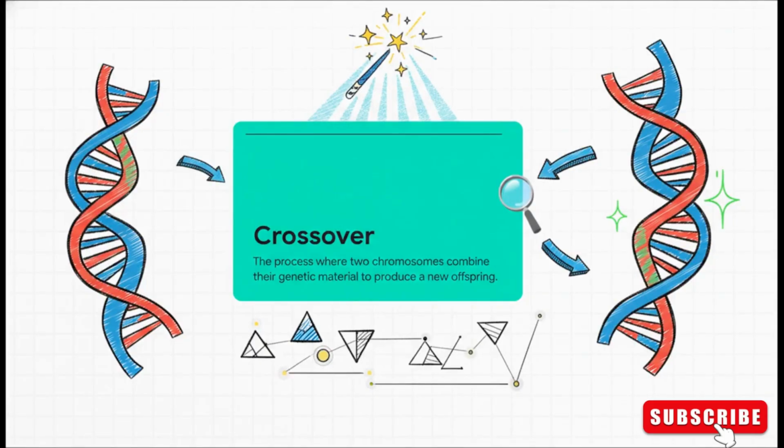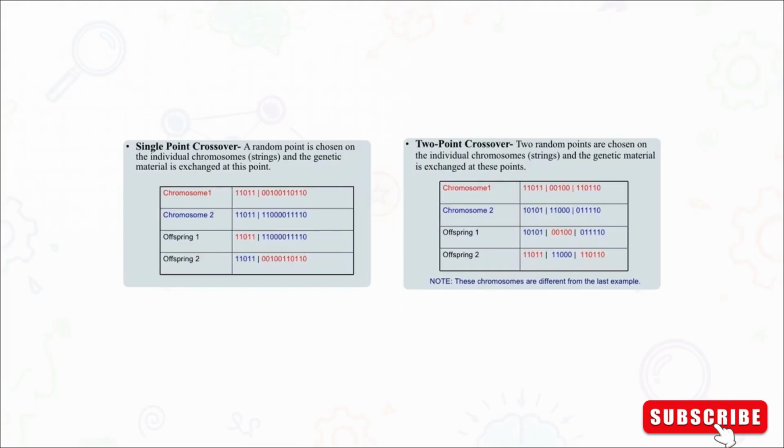Crossover is really where the magic happens. The algorithm takes two strong parent solutions and literally combines their best features, their genetic code, to create a new offspring solution. The hope is that this new solution will inherit the best traits from both parents and be even better. And you can do this in a few different ways.